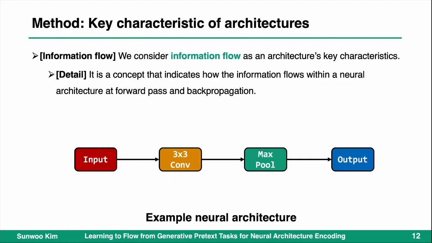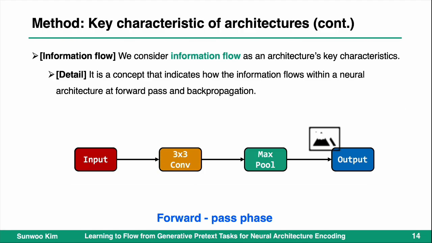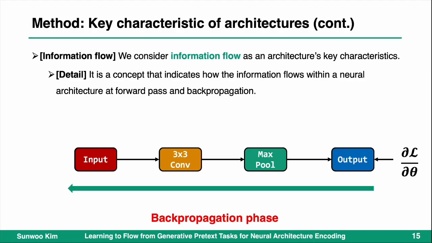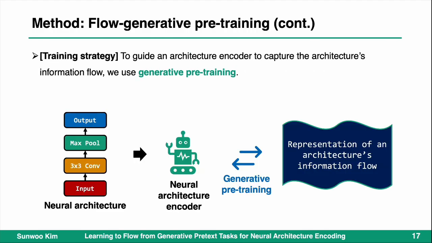Consider the below example. At the forward pass phase, the input image is being inserted into the architecture and flows from the left to the right. Once it reaches the output operation, it passes to the next block. In the backpropagation phase, this process is being reversed. The gradient flows from the right side to the left side. Once it reaches the input operation, the process is being completed. This process is an example of information flow.